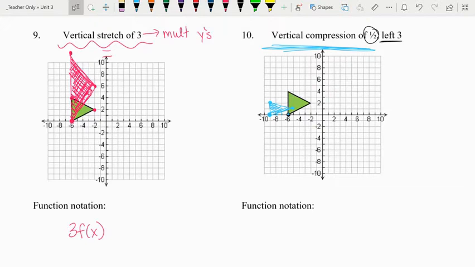Okay, but in function notation, this turns out to be 1/2 because that's my a value, and then f of x plus 3, because left 3 is really kind of like a -3, so it becomes plus when we plug it in.